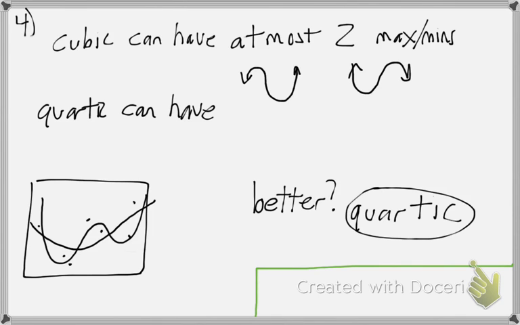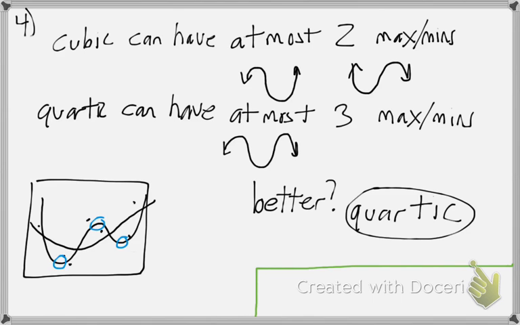can have at most 3 max mins. And you can kind of see that on our shape here, because the quartic function, we have a minimum there, a maximum there, and a minimum there. So your graphs can have at most, it would look like this, or it would look like this.